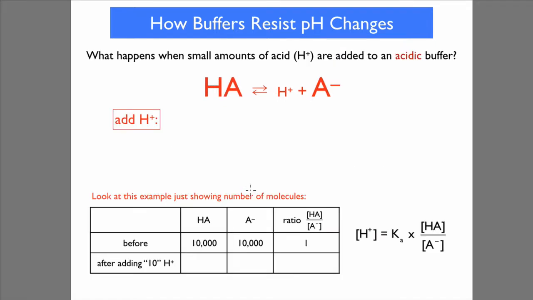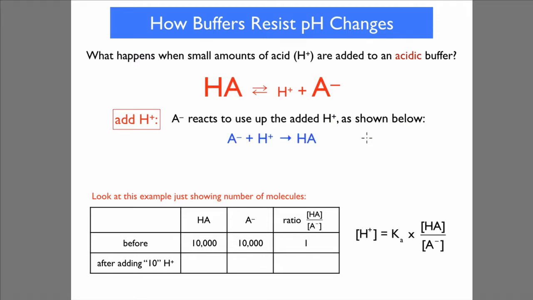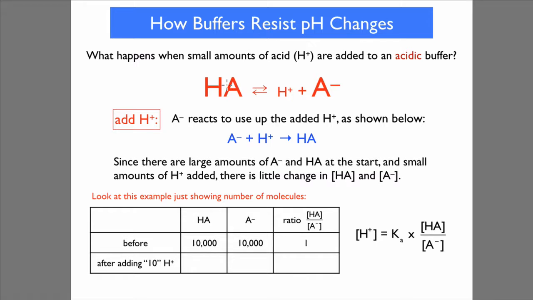What happens when small amounts of acid are added to an acidic buffer? Well, remember, we've got a high concentration of the molecule and a high concentration of the anion. If we add H+, the A-, the anion, reacts to use up the added H+, as shown below. So we're losing a little bit of this and making a little bit of this. But since there are large amounts of A- and HA at the start and small amounts of H+ added, there is little change in HA and A-.